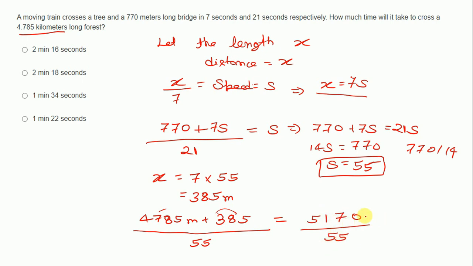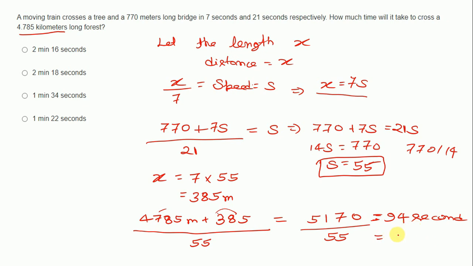And now we have to divide this. If we go 10 times, it will be 550, but we can go 9 times here. The answer here will be 94, and it will be in seconds. But the options are in minutes and seconds, so first of all, we have to convert it into minutes and seconds.